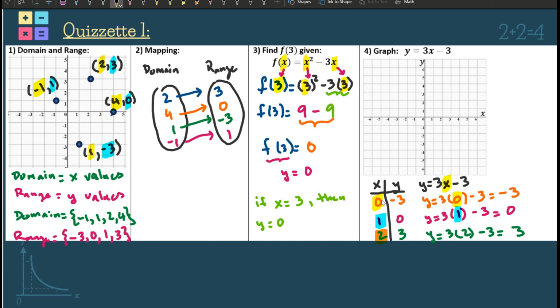Now we're going to plot the points. 0, negative 3: 0 on x, down 3. That's the point 0, negative 3. Next point, 1, 0. So x is 1, y is 0. Next point, x is 2, y is 3. At x equals 2, go up 3. That's 2, 3. That's pretty much it. We're going to draw the line through all 3 points. That's it.